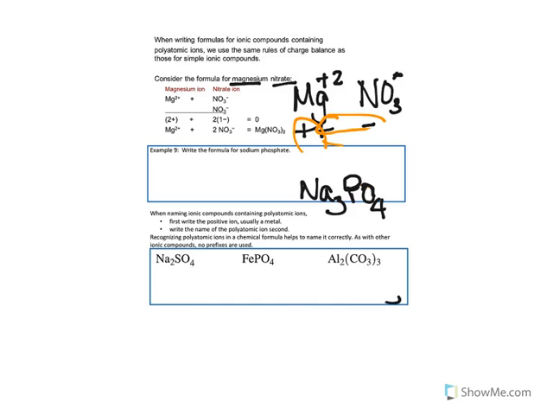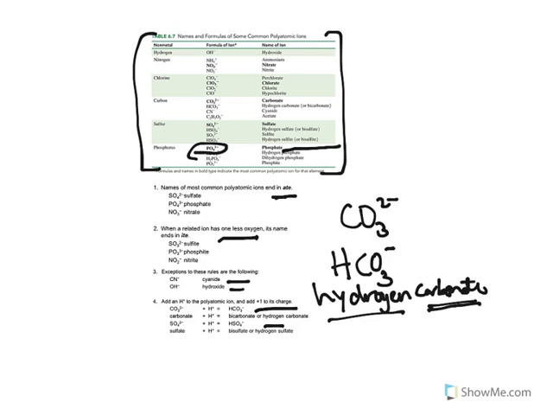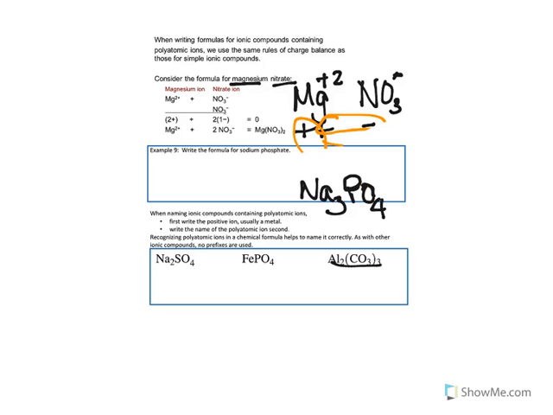Al, if we look at our periodic table, stands for aluminum. CO3: if we go back to our previous table and look up carbonate, CO3 has a charge of 2-. There are 3 of them for an overall -6.